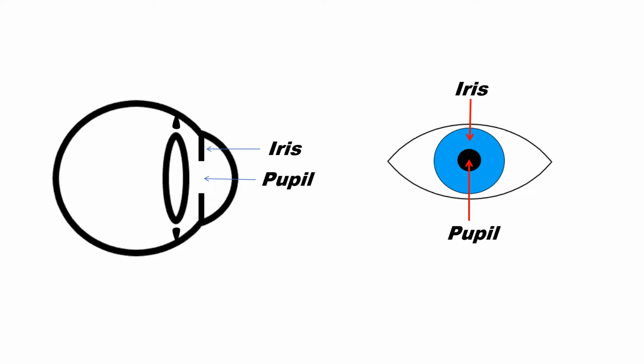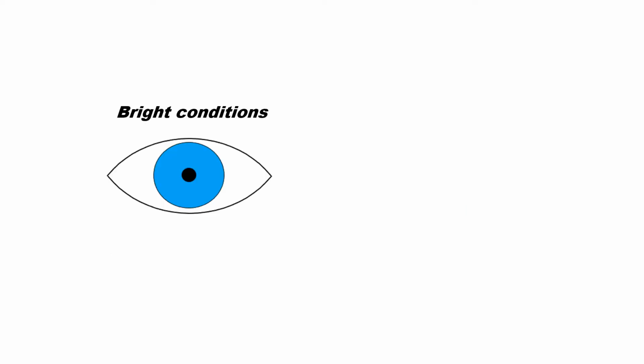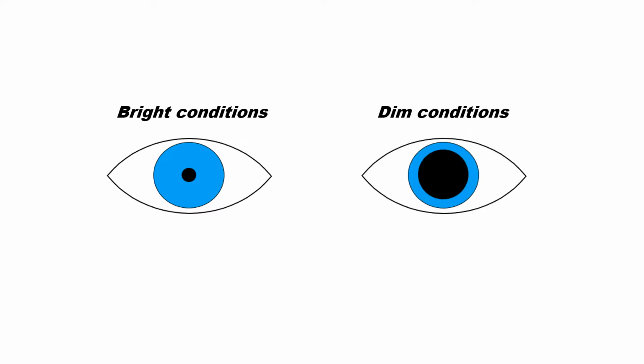The purpose of the iris and pupil is to control or regulate the amount of light that enters the eye. In bright conditions, the iris constricts and the pupil gets smaller, but in dim conditions, the iris dilates and the pupil gets bigger, as shown here.